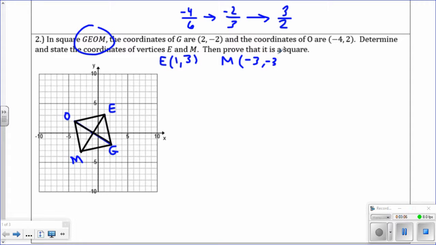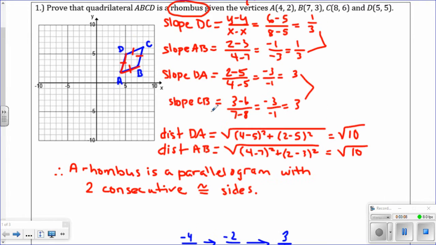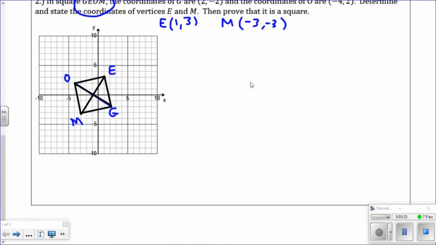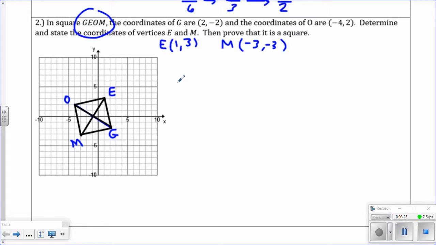Okay, how do we prove it's a square? As we talked about before, I wonder if it's still up here. Yes, it is. See how the square branches off from the parallelogram? So again, when you prove a rectangle, rhombus, or square, you first prove it's a parallelogram, just like we did. So this whole section up on the top, opposite sides are parallel. We're going to do that same thing for the square. So that's not going to change.